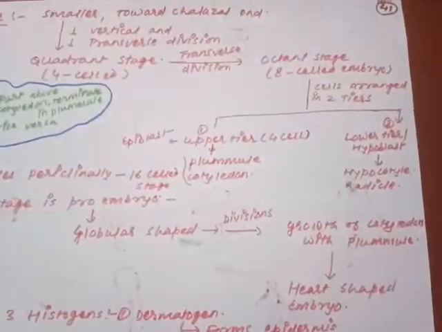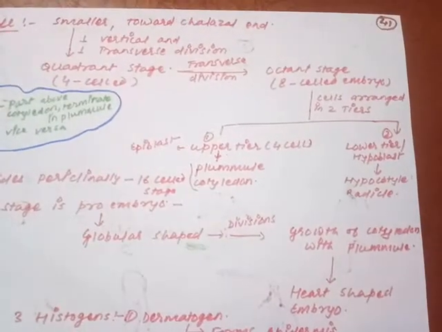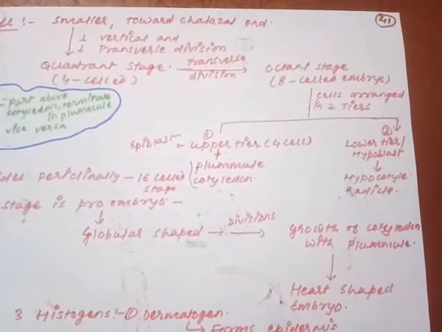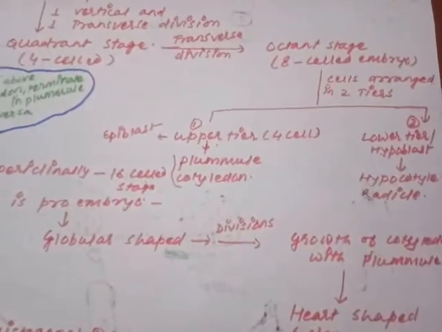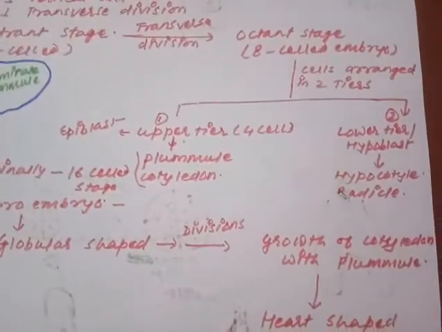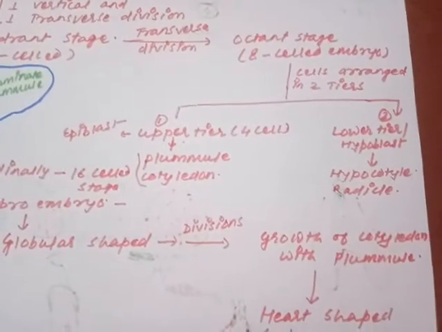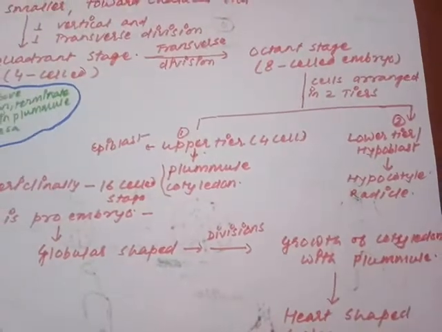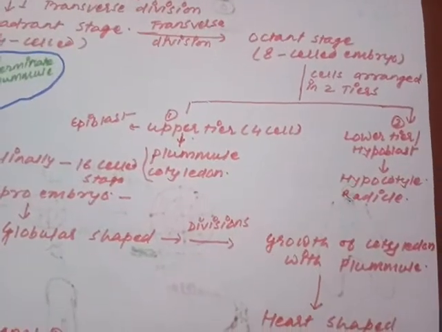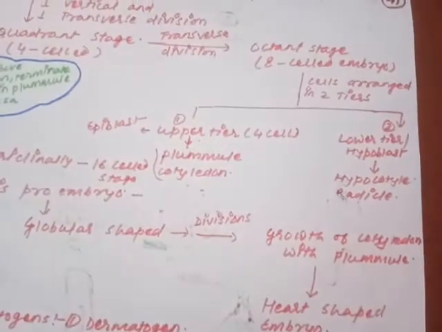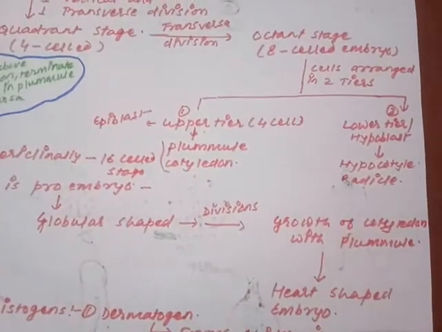Now this quadrant stage once again undergoes division. Now the division plane is transverse. One longitudinal and one transverse division form the quadrant stage, the four-celled embryonic stage. Now the quadrant stage undergoes transverse division once again, and the octant stage is produced. Four to eight cells will be produced. So the four-celled stage is now converted into the eight-celled stage. The eight-celled stage of the embryo is called the octant stage. Now the eight cells of this octant embryo are getting arranged in two different tiers.